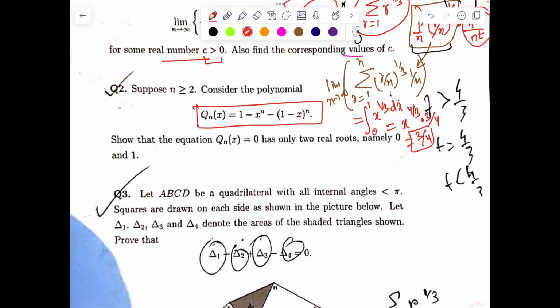Let's move to the next problem. Consider a polynomial qn(x) equal to this, so that the equation has only two real roots, namely 0 and 1. There are many ways of solving this problem. One way is you could operate using induction. You solve for qk and then transfer the information to qk plus 1, provided it starts with the base case of n equals 2. The other way is you can observe qn(x) equals qn(1 minus x), the symmetry of this expression.